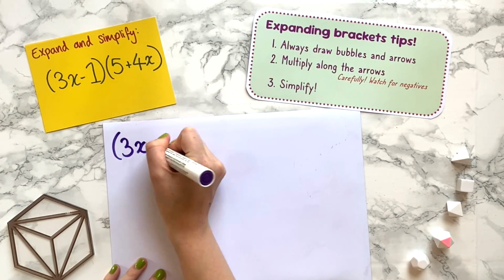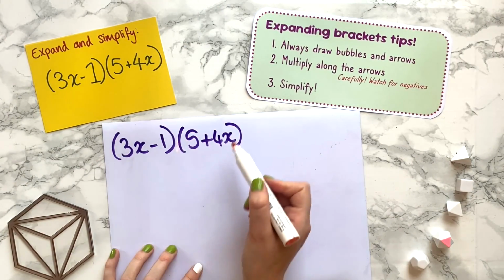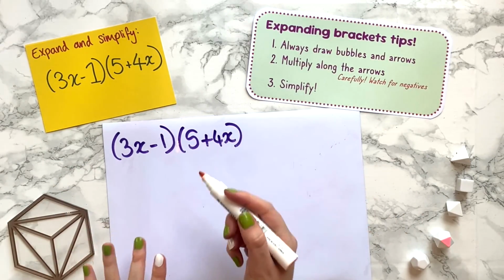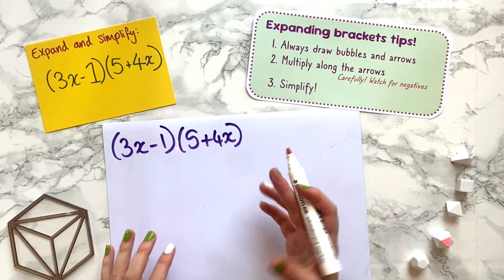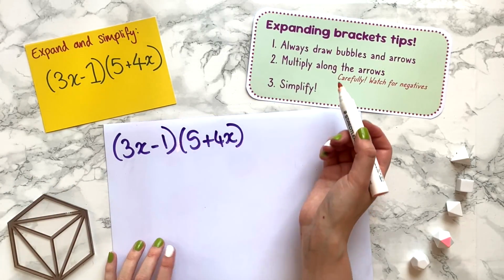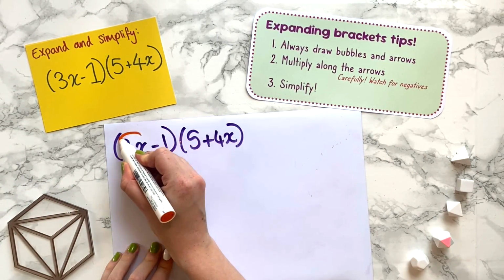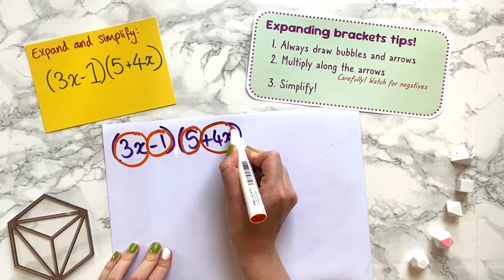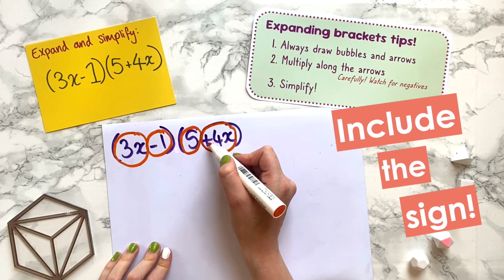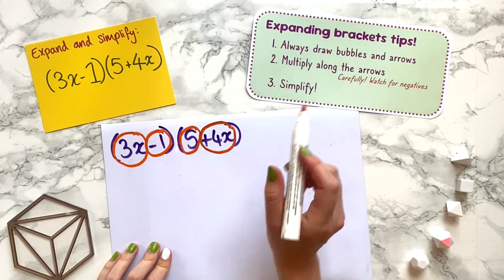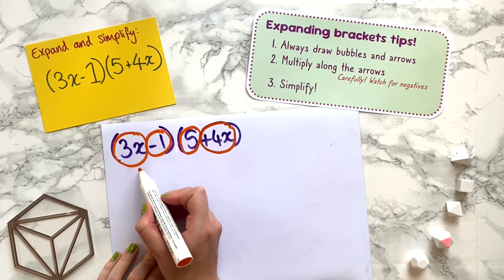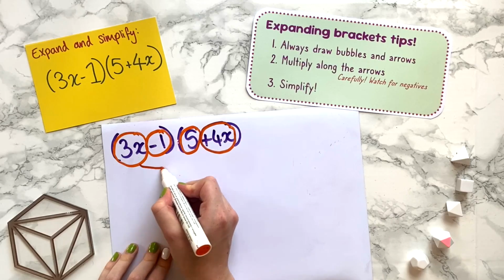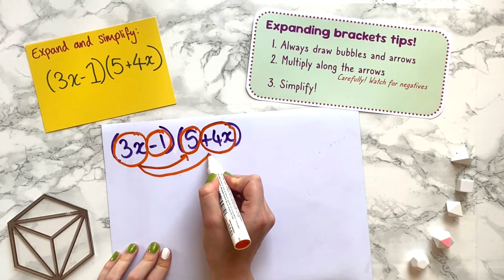Let's try another question. So I've written out this expression here where we have a 3x minus 1 times by 5 plus 4x, and again we want to expand and simplify. So let's do the expanding first. So we're going to draw on our bubbles and arrows. So we'll draw bubbles around every single term, including the signs that come before a term. So being careful to include these signs. Now we're going to draw arrows. So remember, we pick our first bubble here and we draw arrows to each bubble in the second set of brackets. So here 3x goes to 5 and 3x goes to plus 4x.